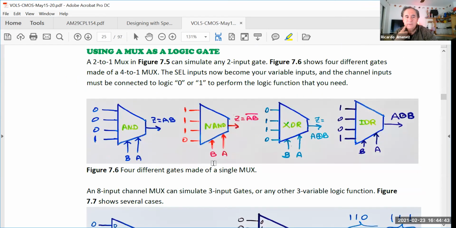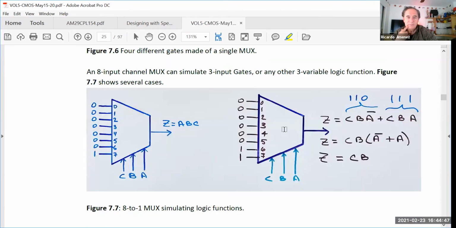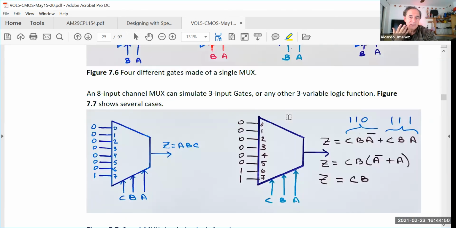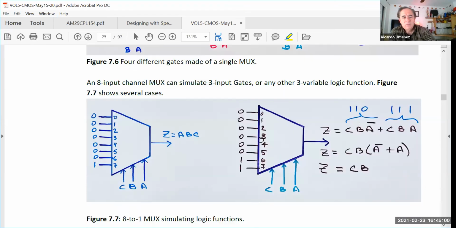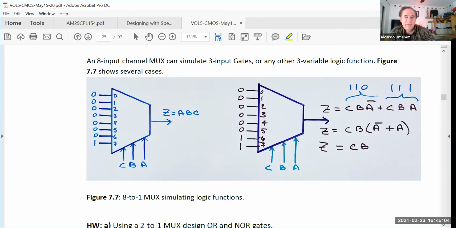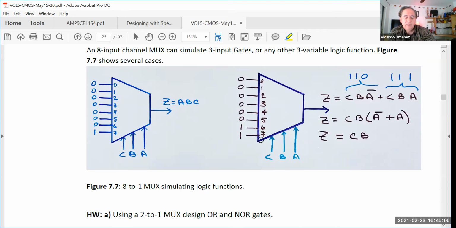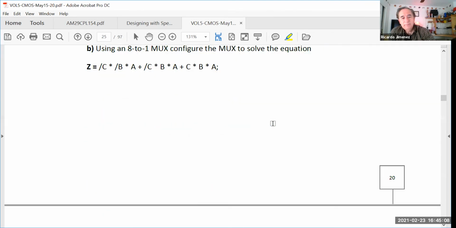Okay, there are other applications, like using a mux as a logic gate. If you don't have gates and you want an AND, NOT, NAND, OR, or exclusive OR gate, you do those combinations and you will get a gate. You don't have to buy one. So a multiplexer will save you from having to buy many chips.